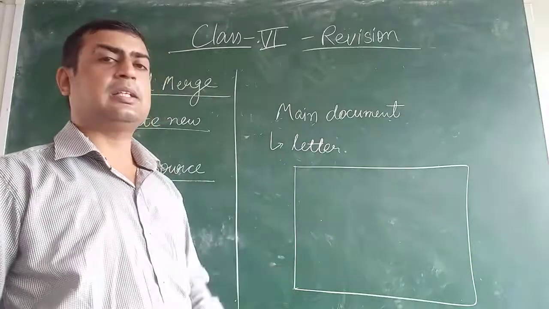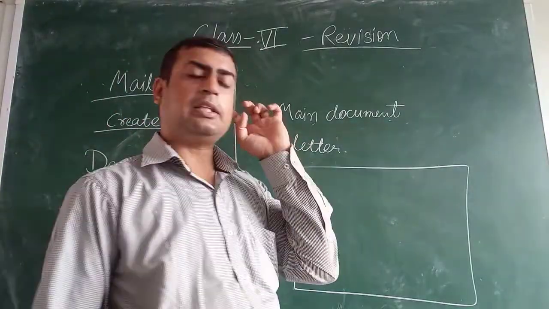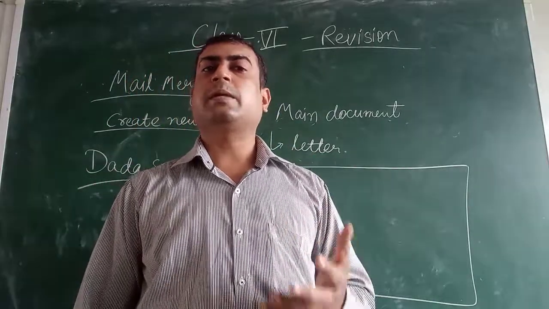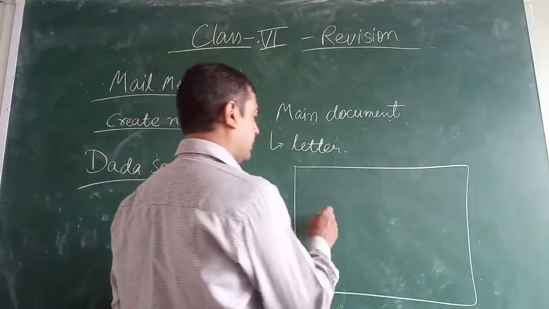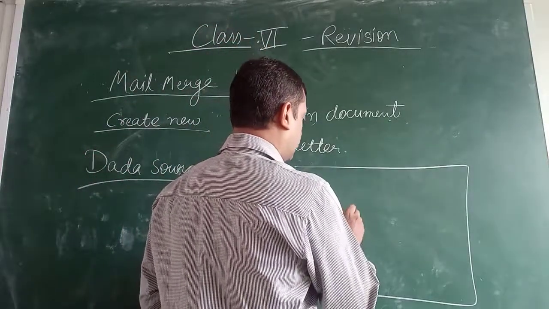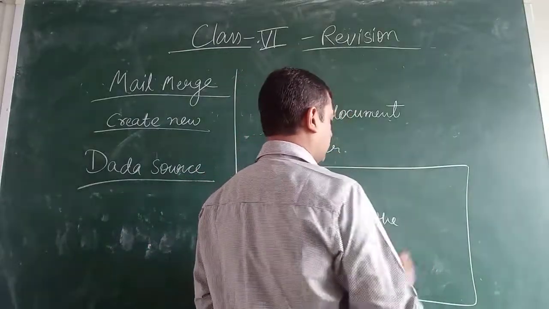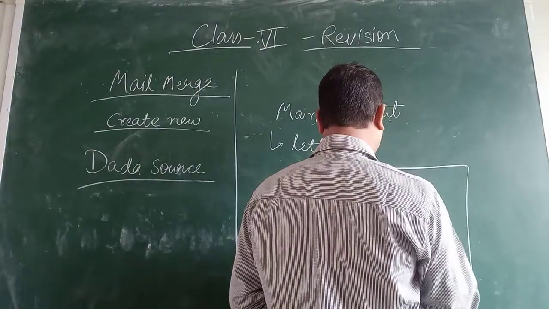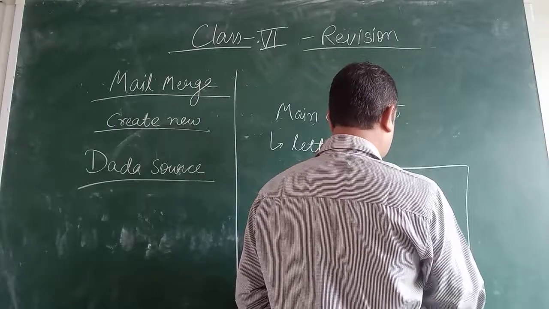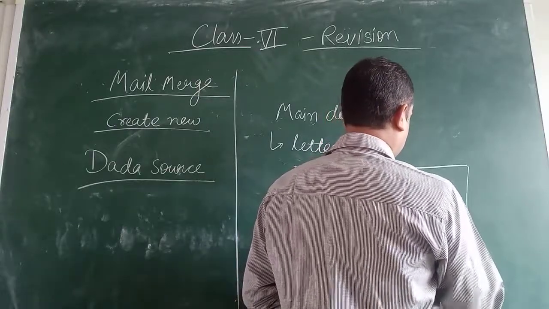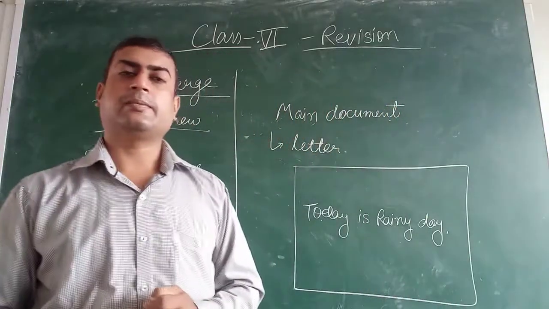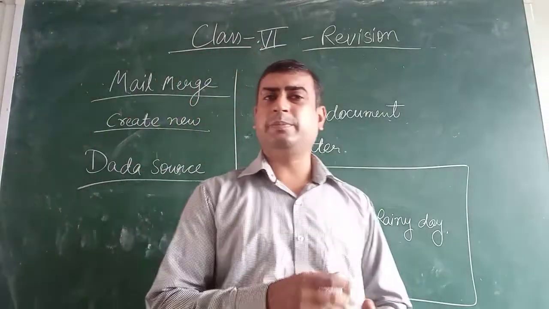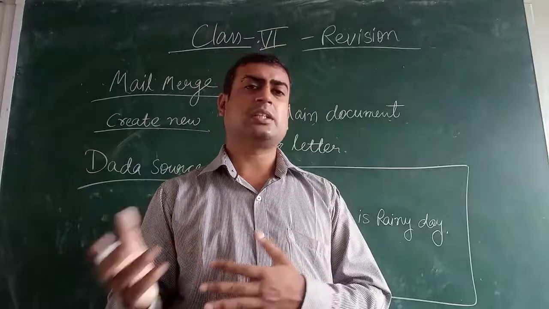Now you start typing in the window, and you will not type the fields which you have already created in the data source. You will type the message only. Let's say, for example, today is a rainy day. This message I have typed. Now there is no need to type your friend's name or address. The data source you have already created.